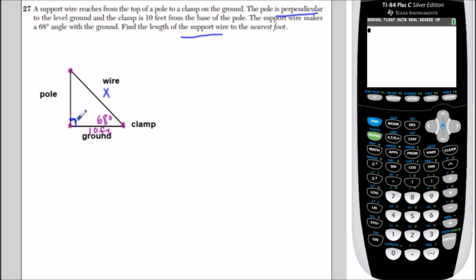So just be careful setting this stuff up, because once you set it up, the math isn't too bad. Then you just have to identify your trig function correctly. So if we use the mnemonic SOHCAHTOA, we know the side adjacent to the 68-degree angle, and we want to find the hypotenuse, so we're going to use cosine. So now if I use the formula, cosine of 68 degrees is equal to 10 over x.